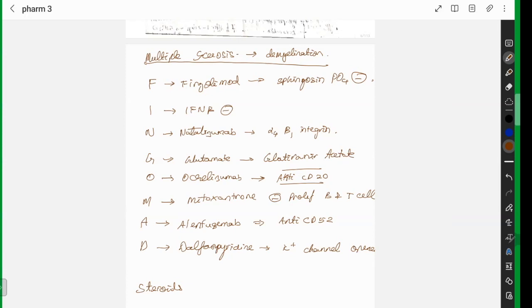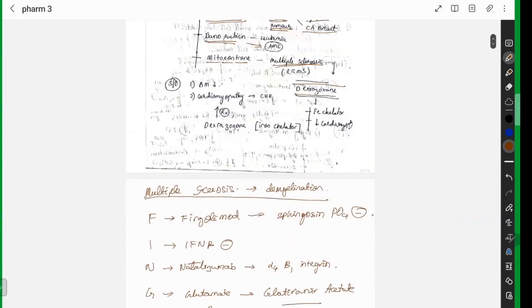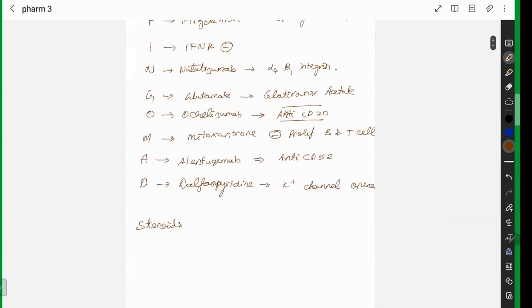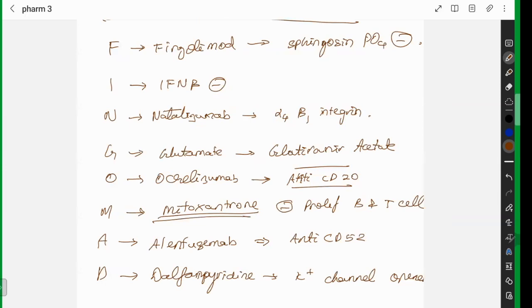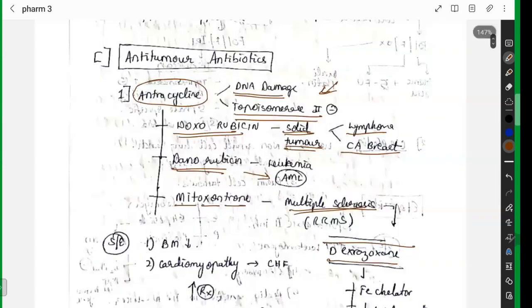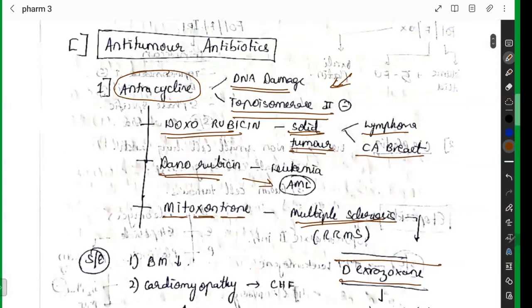Clear, right? Now you see here, among these, which is the drug used here? You have your mitoxantrone. Mitoxantrone is from the anthracycline group of drugs. Can you go and check back here? In anthracyclines, you're going to have mitoxantrone. Mitoxantrone is used in multiple sclerosis. That is the reason I was discussing all these things in detail.